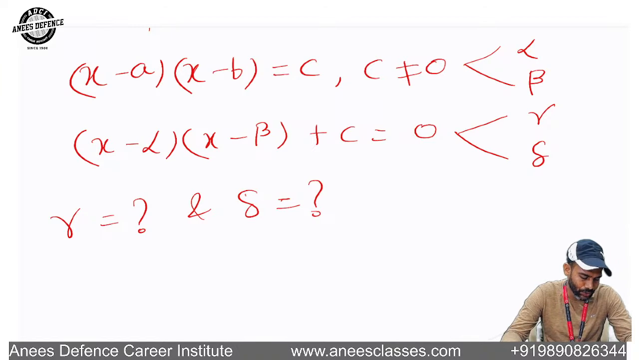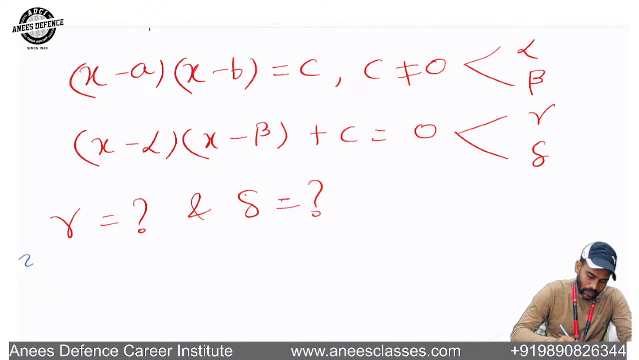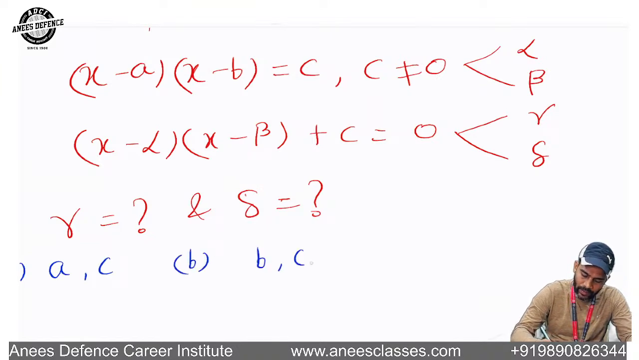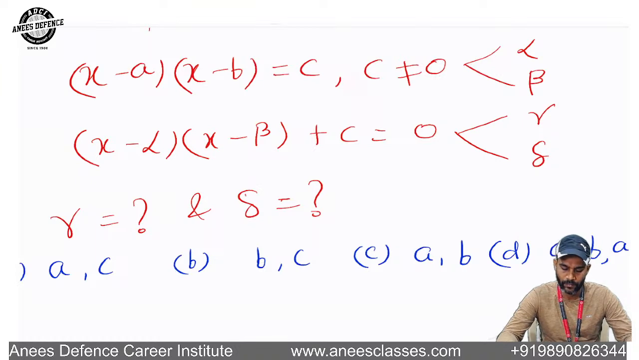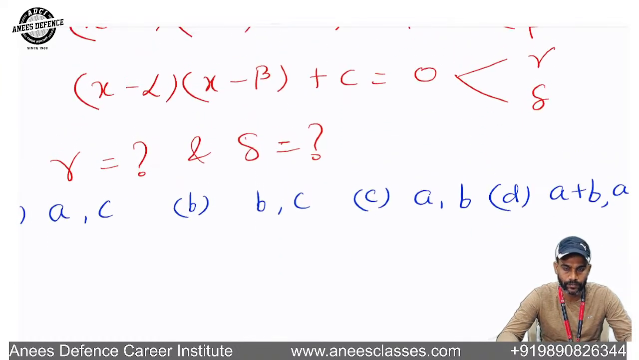Shall I give you the options? See, the options are: A option is A and C. B option is B and C. C option is A and B. And D option is A plus B and A plus C. These are the options.